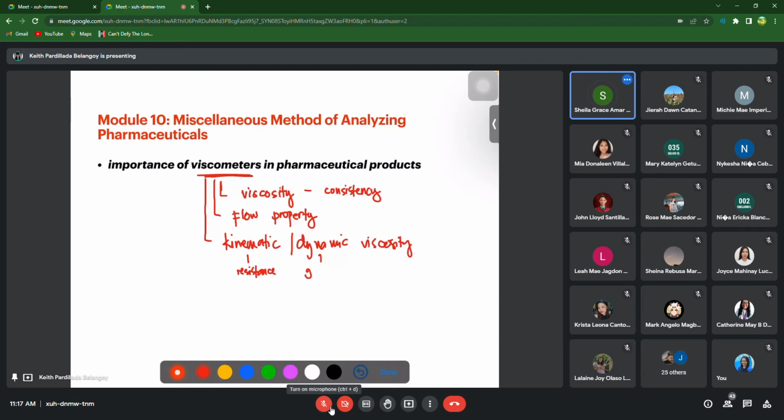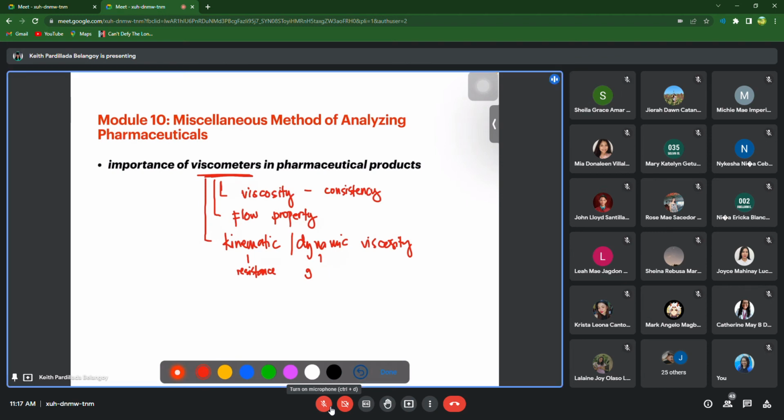That's how it is. How about Sordilia? You have this one in your module, no? Kinematic and dynamic. Is Sordilia here? Yes, miss. Okay, anything else?